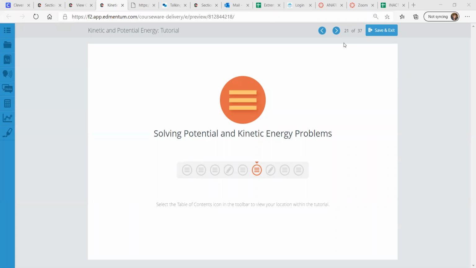Hey, it's Mr. Shrum, and this is part 2 of the kinetic and potential energy tutorial walkthrough. Last time we looked at potential energy and kinetic energy. I explained that potential energy depends on the position of an object, and kinetic energy deals with the motion. Objects in motion. So position, potential versus kinetic motion energy. And now we're going to look at how to solve those problems in the mastery tests.